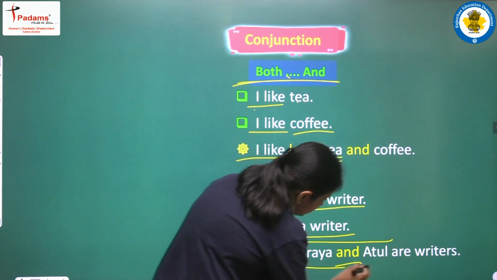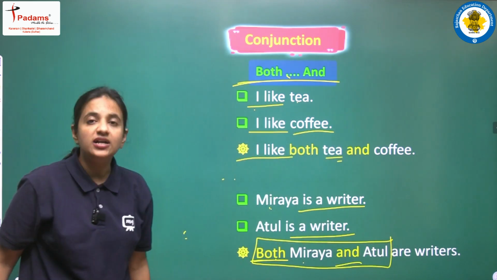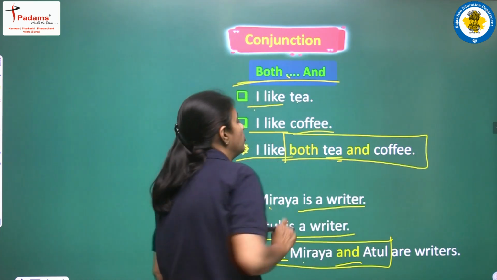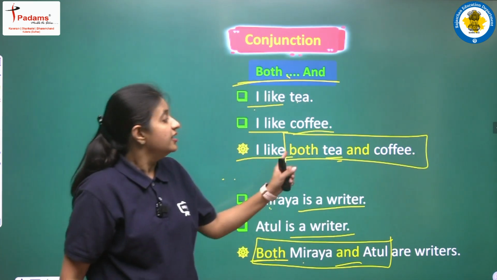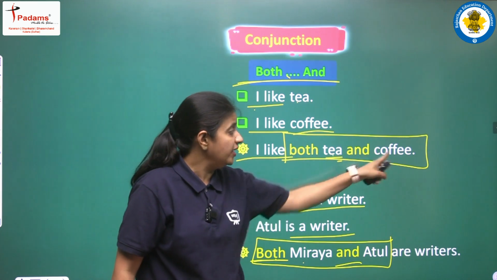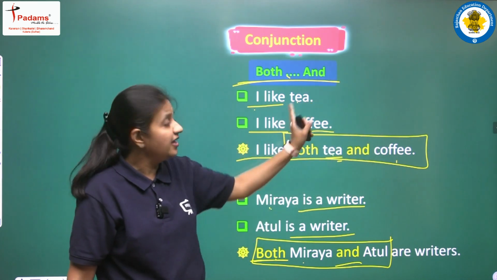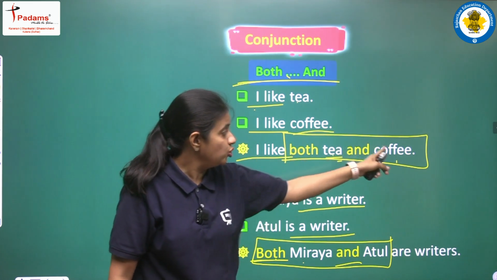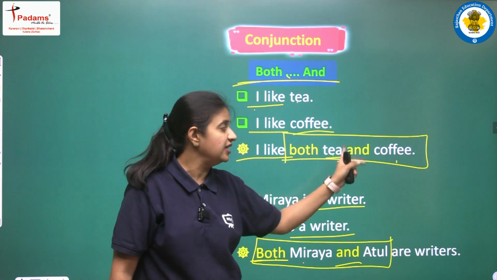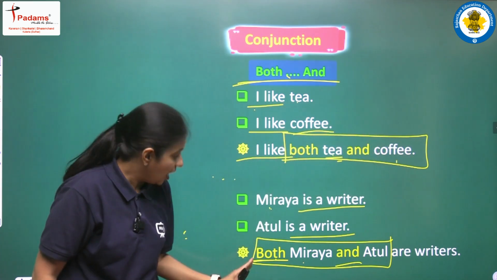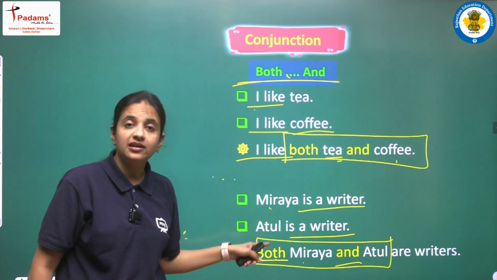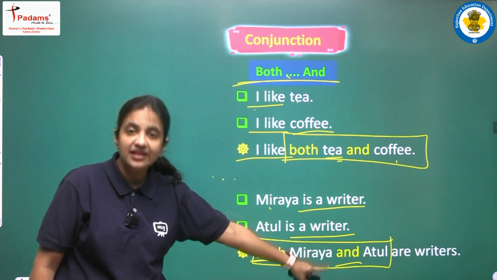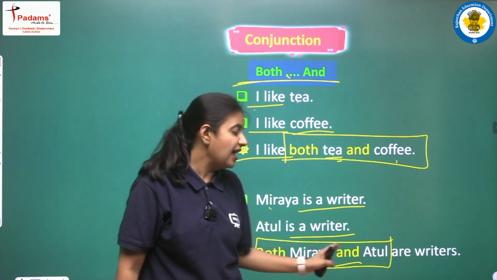So in this manner we join the words using the conjunction. Students, observe this very carefully: conjunctions are used to join the different parts. Here tea and coffee were the different words given to us, so we join these two words using the conjunction: both tea and coffee. Now in this example, Miraya and Atul are the different words that we have to join using both and. So we write: both Miraya and Atul.